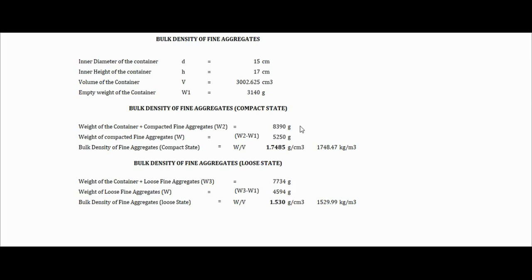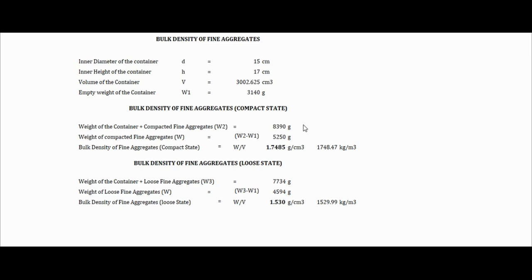Now let us come to the calculation for the determination of bulk density of fine aggregates. The initial readings to be noted down are the inner diameter of the container using vernier calipers, and it has given us a value of 15 cm. Using vernier calipers, the diameter is calculated by the formula MSR plus CVSD multiplied by the least count. The inner height of the container is measured using a steel scale, whose value is 17 cm. By using the diameter and the height of the container, the volume of the container is given by the formula pi d square by 4 into h, which gives us a value of 3002.625 cm cube.